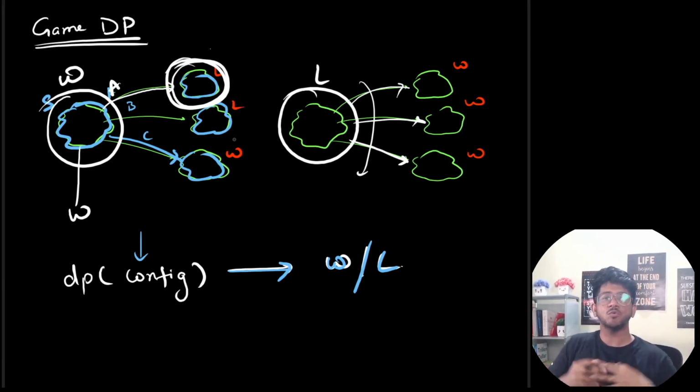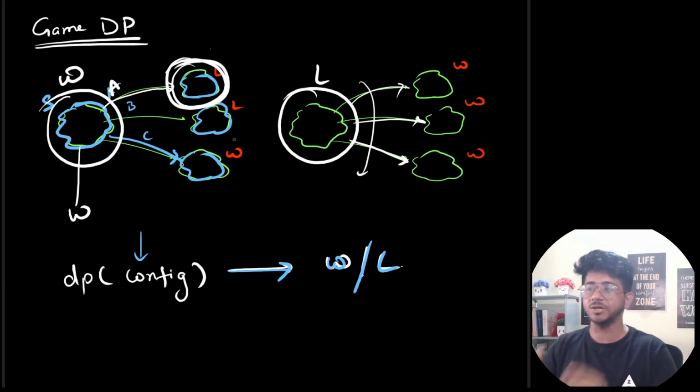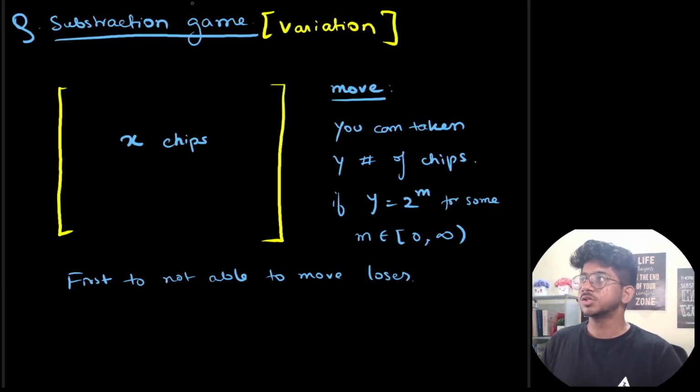But irrespective of what you play, your opponent is going to win, so you're going to lose. That's the main idea of game DPs. So let's take a problem, and we're going to take a variation of a very classical problem called the subtraction game.